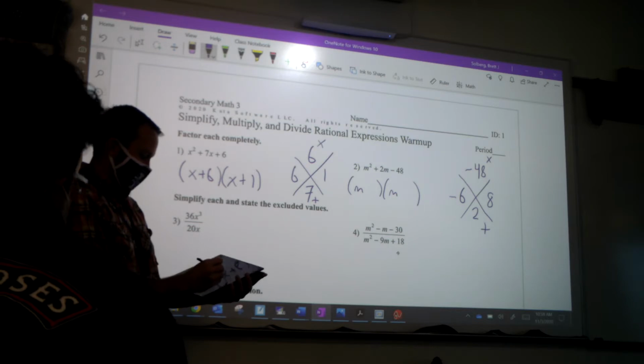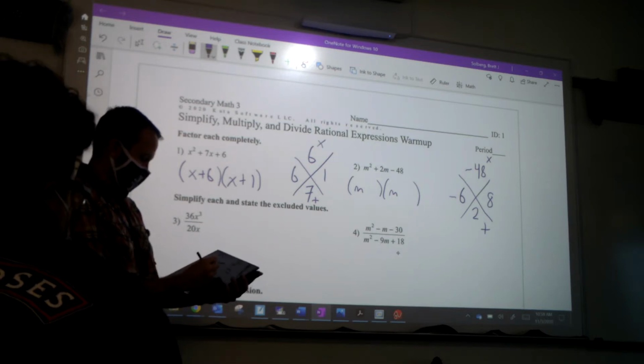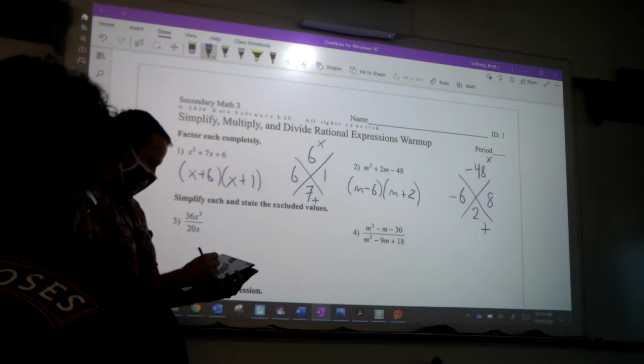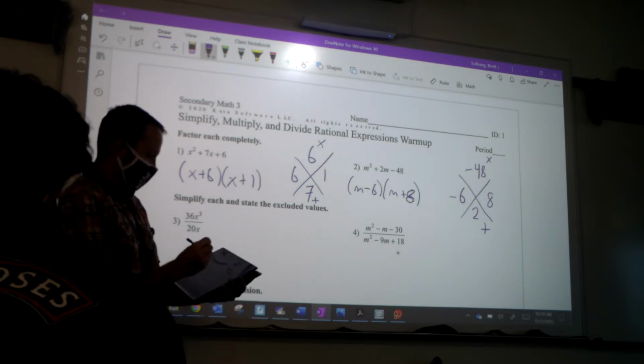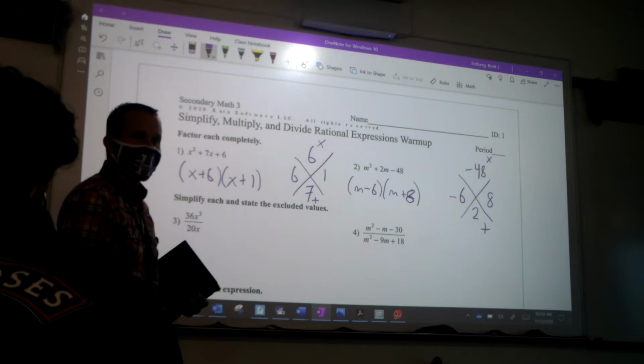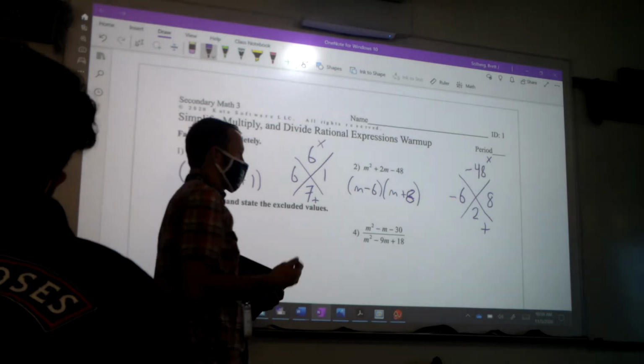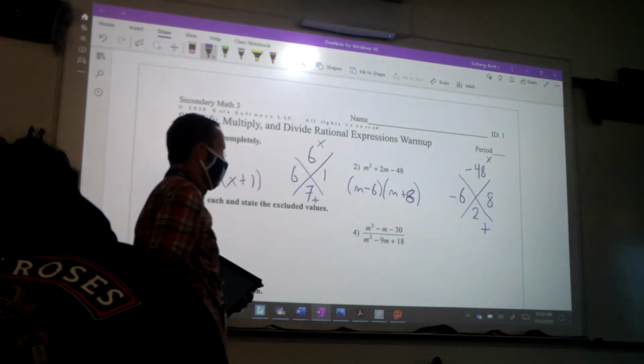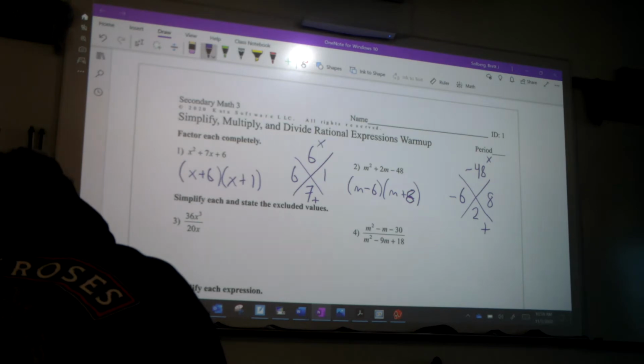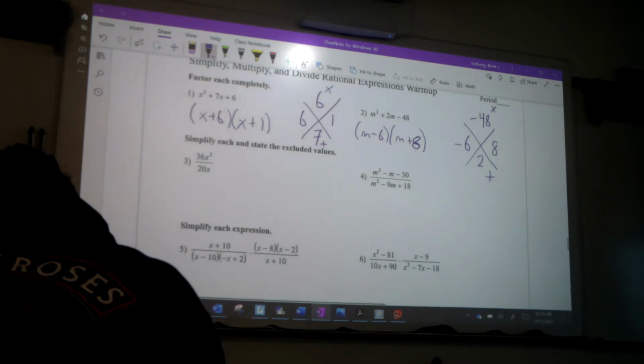6, because then it adds to a positive 2. So I just put in the minus 6 and the plus 2 like that. Or, sorry, plus 8. How could I check my work here, guys? Just multiply it out, right? Lobster claw it, and we're good. Okay, so that's what we do with just factoring. It was important that we knew how to factor. Do you have any questions on one or two?